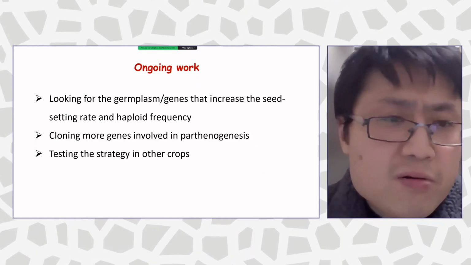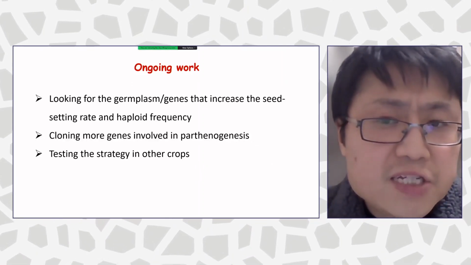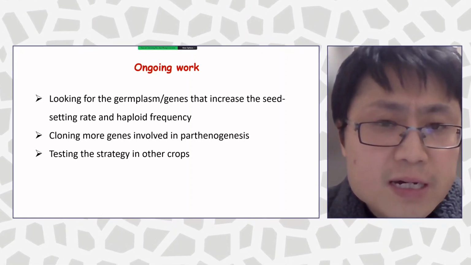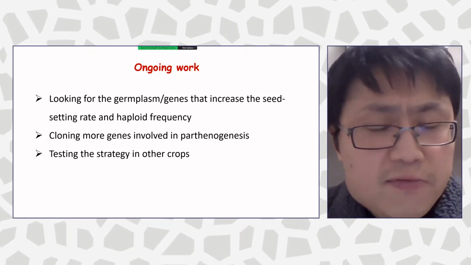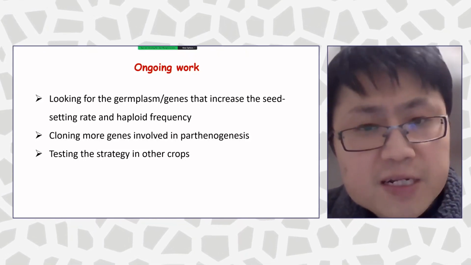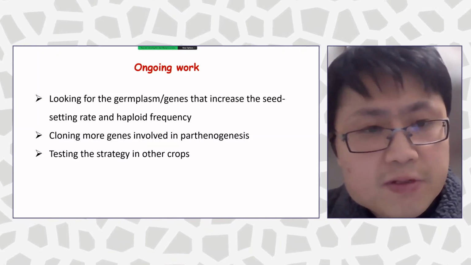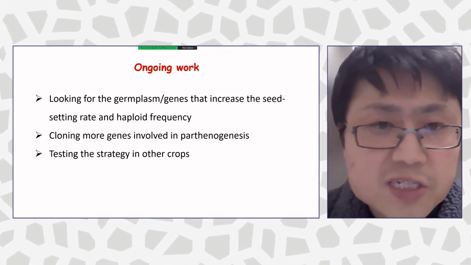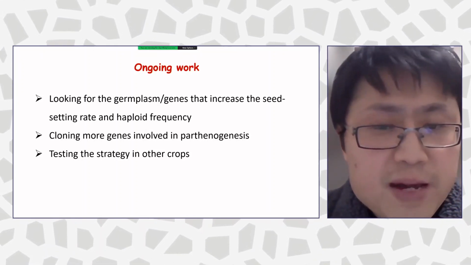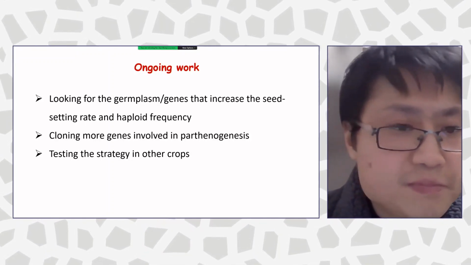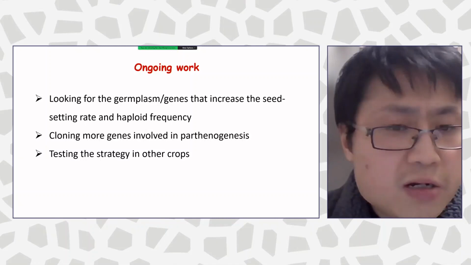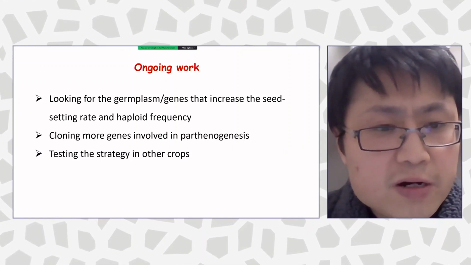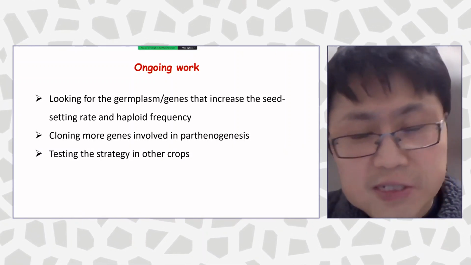Now, for our ongoing work, we are looking for germplasms and genes that increase the seed setting rate and haploid frequency, because we found the seed setting rate and the haploid frequency were different in different backgrounds, so they must be controlled by some genes. We want to isolate those genes and reveal the mechanism. Also, we want to clone more genes involved in parthenogenesis of the egg cell. We are also testing the strategy in other crops.